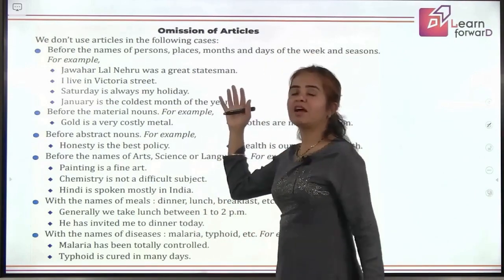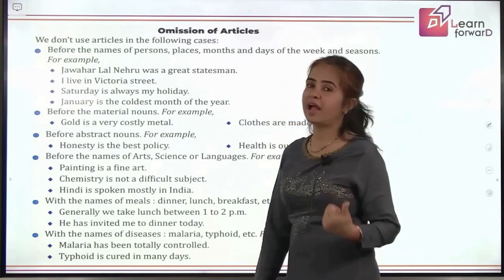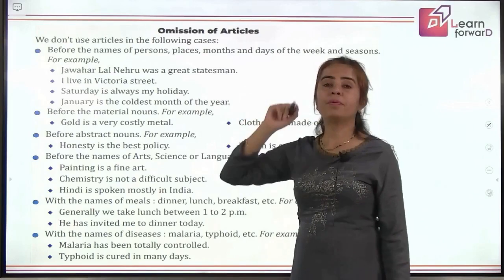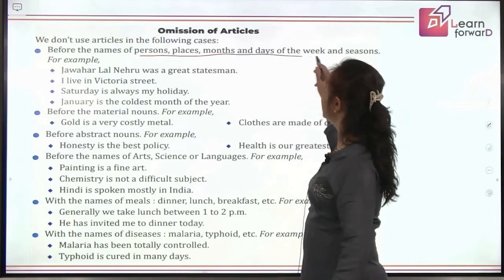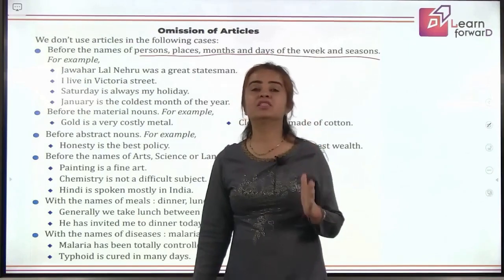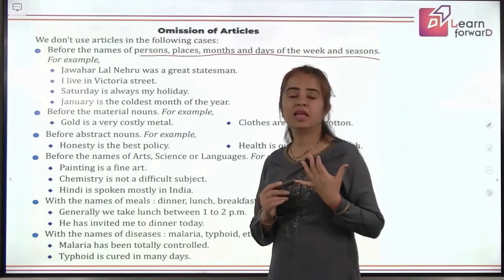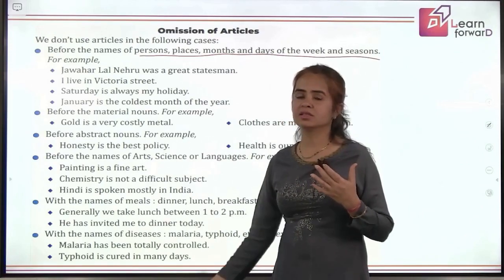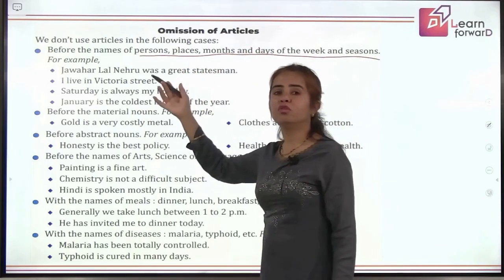So here we have some rules for omission of articles. There are a few rules where you do not have to use articles. So what are those rules? I've already told that before proper nouns, we do not use articles. So before the names of persons, places, months, days of the week, seasons, we do not use an article anywhere for a proper noun, except the list we have already learned before this, like the names of geographical things. And then we also talked about newspapers, we talked about monuments, and a long list there, right? So except those, we do not use an article before proper nouns.